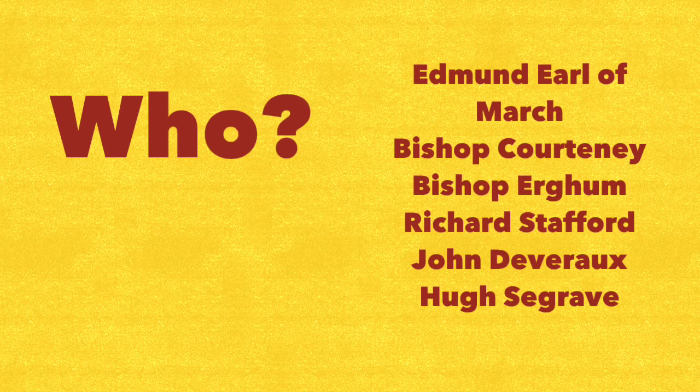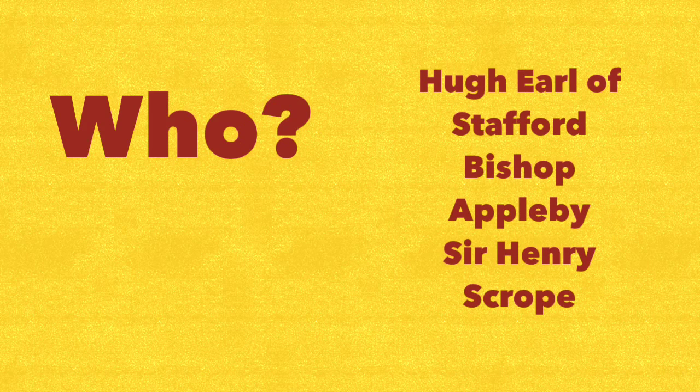The number of people in this council had reduced as well. So previously it had been 12 and now it was 9. 6 members retained their place for the second council: Edmund Earl of March, Bishop Courtenay, Bishop Ergham, Richard Stafford, John Devereux and Hugh Segrave. And there were 3 additions: Hugh, Earl of Stafford, Bishop Appleby of Carlisle and Sir Henry Scrope.